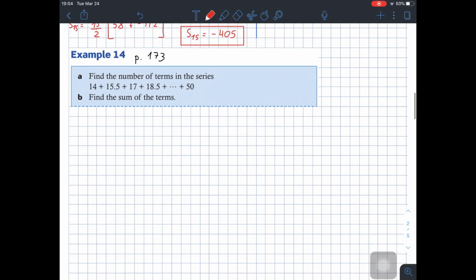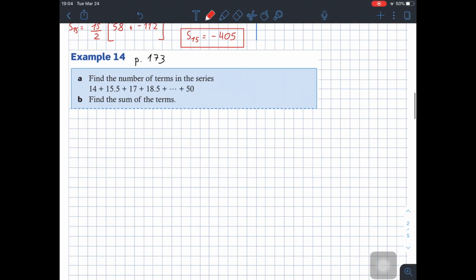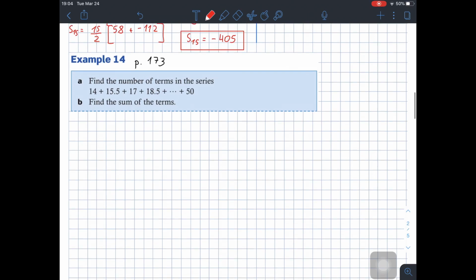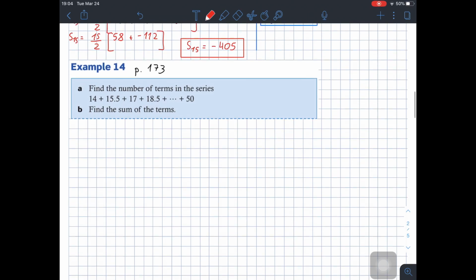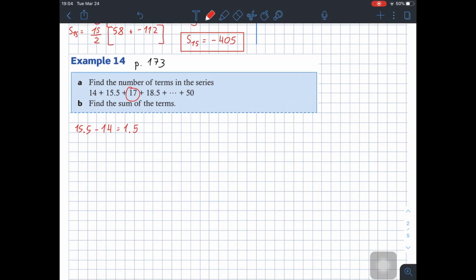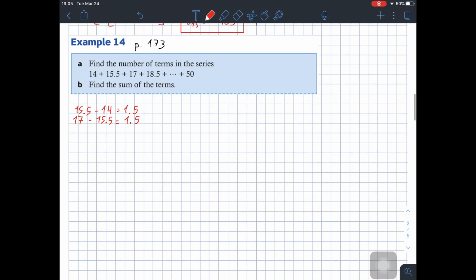It says, find the number of terms in this series. So once again, we're not told what type of series this is, so we need to determine first if this is an arithmetic or another type of sequence, right? So we can try to calculate first the common difference between the terms. 15.5 minus 14 gives us 1.5. Then 17 minus 15.5, that's also 1.5. So it seems to be an arithmetic series.